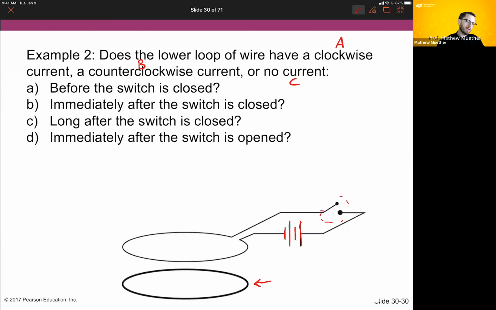Now what I'm going to do is close this switch. That means I'm going to have current start flowing from the positive side of my voltage source back to the negative side. Is there going to be an induced current in that lower loop the moment after I close the switch? I have a meter watching for current circulating around in that lower loop. The instant I close that switch, what direction is the current going to flow around in that lower loop, if at all?